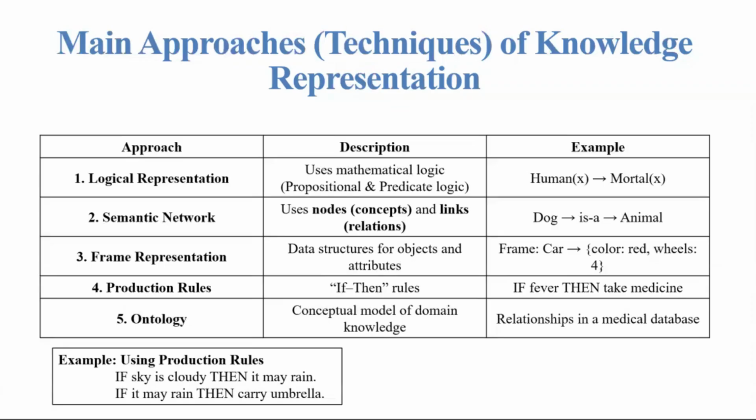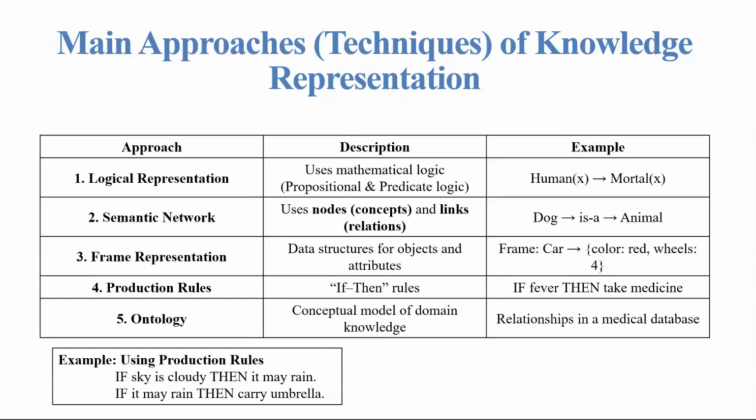So notice something interesting here. Nobody directly told the AI to carry an umbrella. The AI reached its conclusion by applying multiple rules step by step. This process is called inference or reasoning. So why are production rules powerful? Production rules are extremely useful because they allow an AI system to solve problems by applying logical rules. As more rules are added, the AI becomes capable of handling more complex situations.